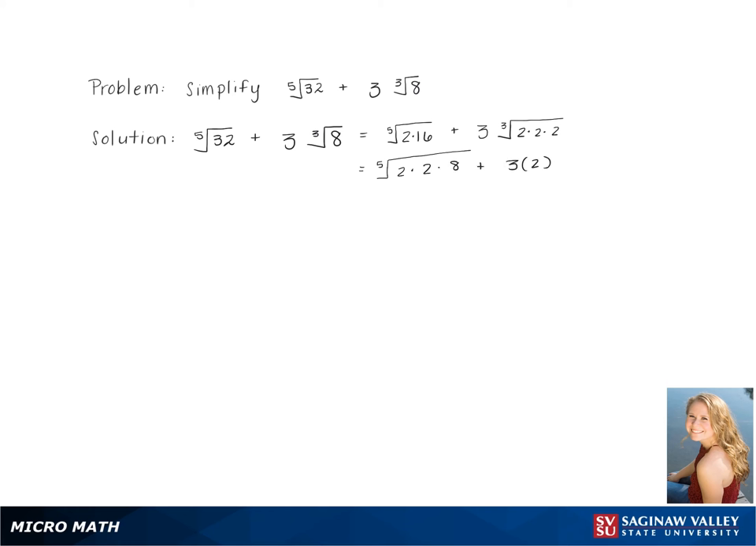Then this gives us the fifth root of 2 times 2 times 2 times 2 times 2 plus 6. The fifth root of that is 2. As you can see, there are 5 2s. Then we add the 6, giving us a final answer of 8.